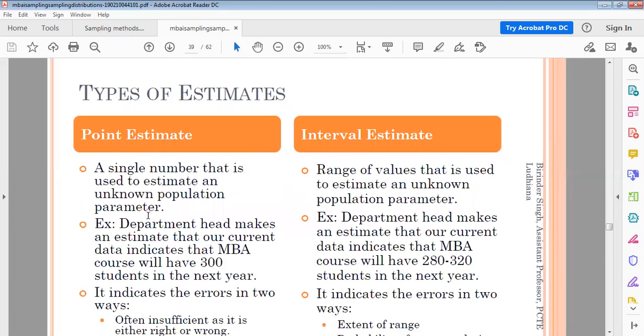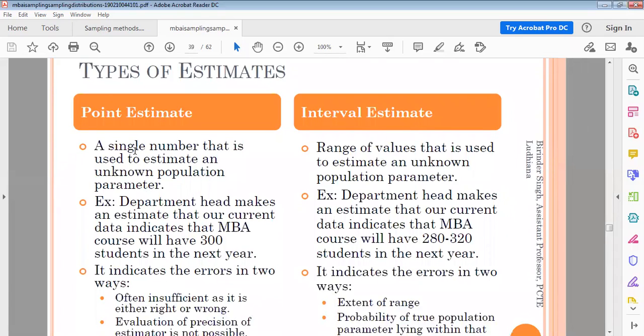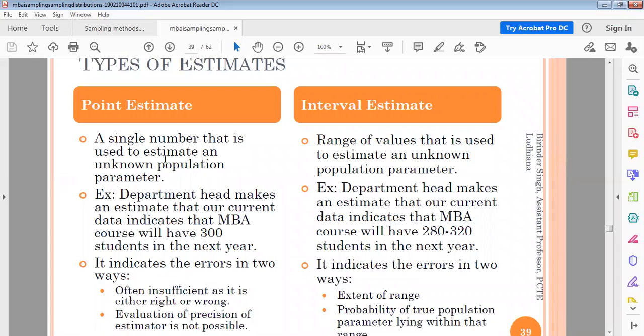Now types of estimations. There are first of all two types: point estimate and interval estimate. What is a point estimate? A single number that is used to estimate an unknown population parameter. An interval estimate is a range of values that is used to estimate the unknown population parameter. A point estimate is a single number, but an interval estimate will be a range.